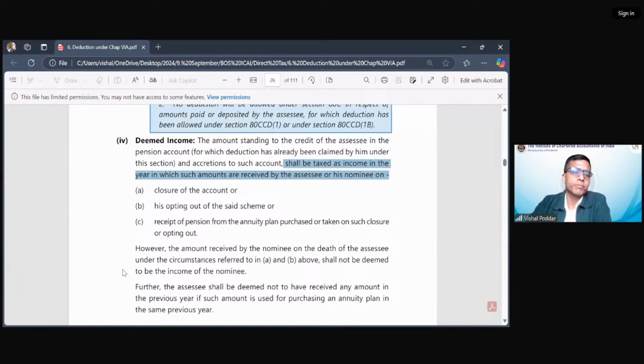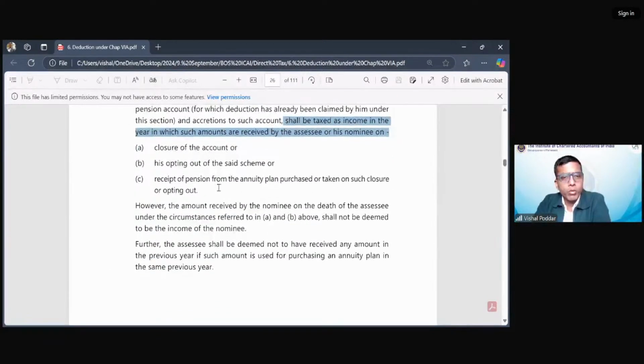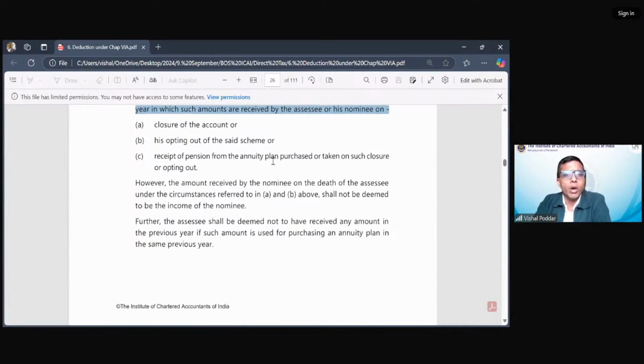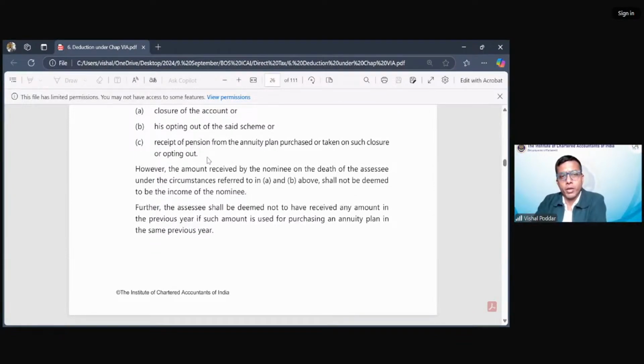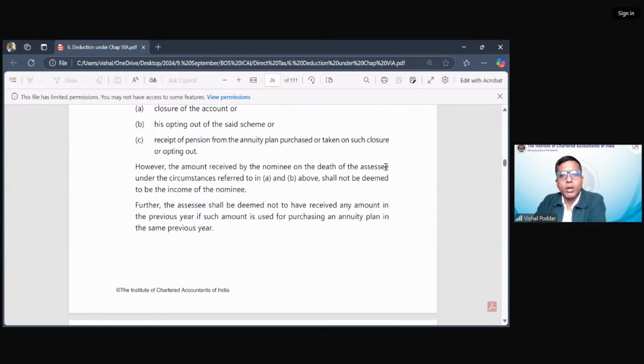So when you are depositing, you are taking deduction, great. But when you receive money from this account, I will tax you at that time. Whatever deduction was allowed to you, to that extent, when you receive the money, I will tax it. Now, when will you receive the money? One, closure of this account; two, opting out of the scheme, if you do not want to continue; and three, receipt of pension from the annuity plan purchased or taken on such closure or opting out. These are the scenarios in which you will get the money. Now, the amount received by the nominee on the death of the assessee under the circumstances referred to in A or B shall not be deemed to be income.